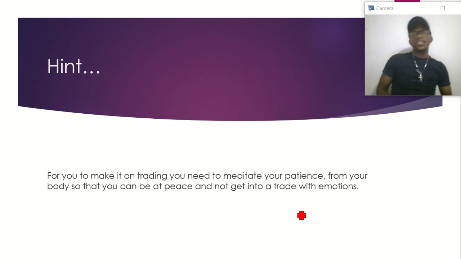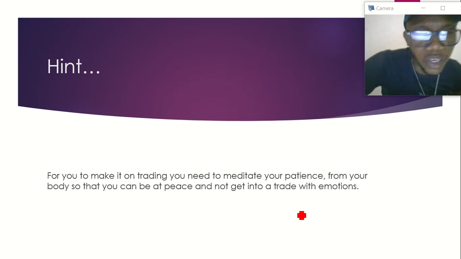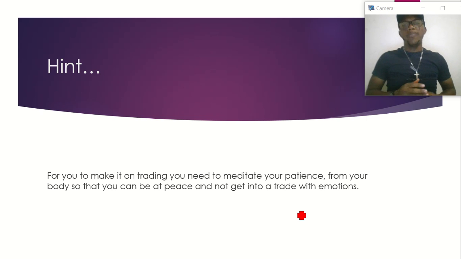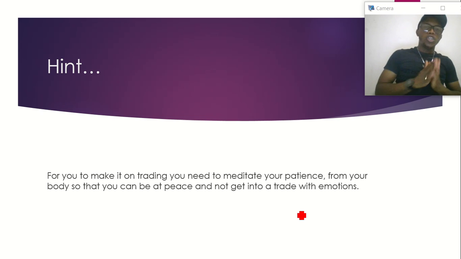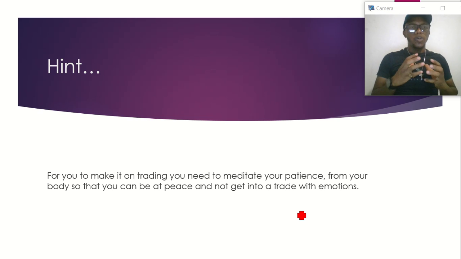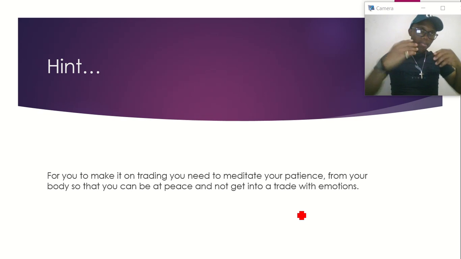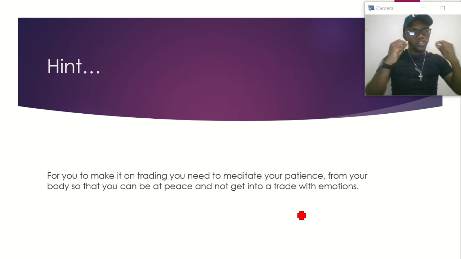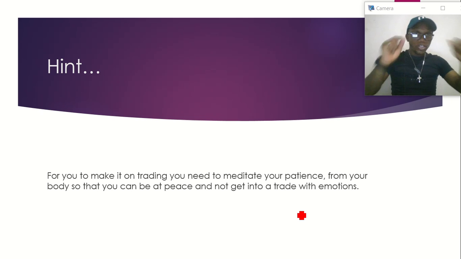So my last hint is that for you to make it in trading, you need to meditate on your patience, so that you can be at peace and not get into a trade with emotions, because 90% is your emotions, 10% is your knowledge. So if you have more emotions than knowledge, definitely you will always lose your money.